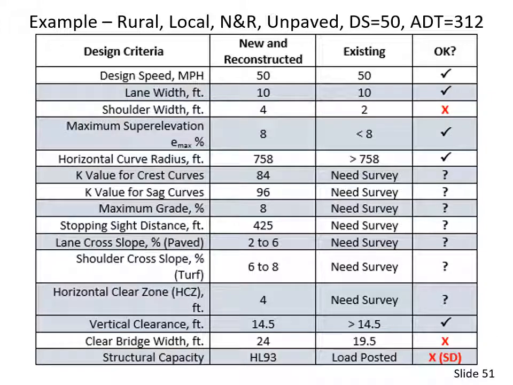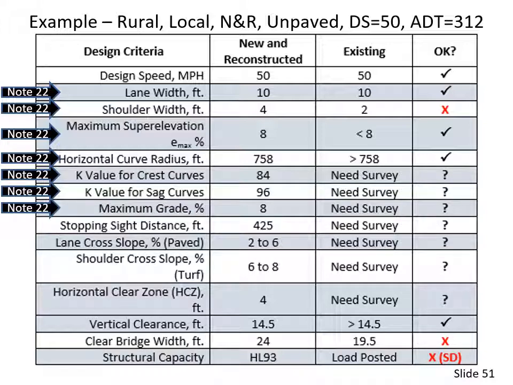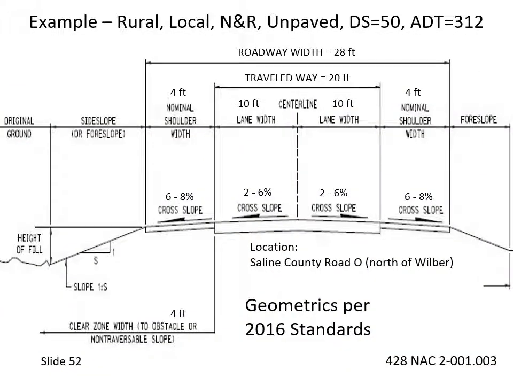For the roadway and roadside in the vicinity of a bridge to be replaced, Note 22 may allow lower standards conditionally for 8 design criteria: lane width, shoulder width, super elevation, horizontal curve radius, K values, grade, stopping sight distance, and horizontal clear zone, if there is no significant crash history related to those design criteria, and a cost-effective analysis shows that user benefits are greater than the cost of meeting new and reconstructed standards. Standard values are shown for some design criteria on this cross-section.